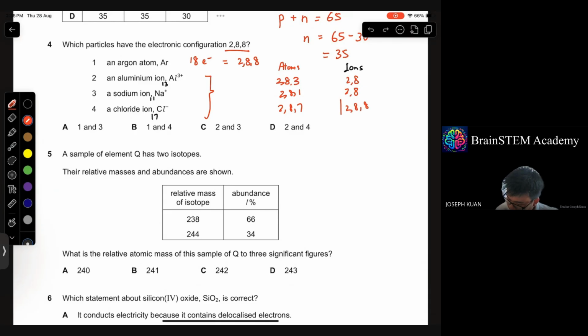So from here we see that only two options have the electron arrangement of 2,8,8. So therefore the answer is B for boy.